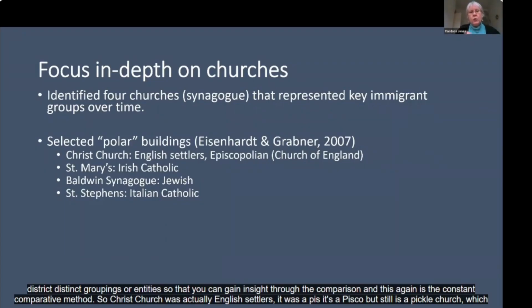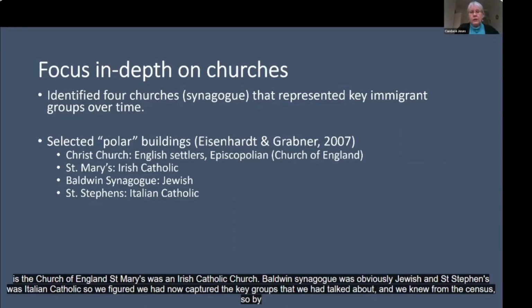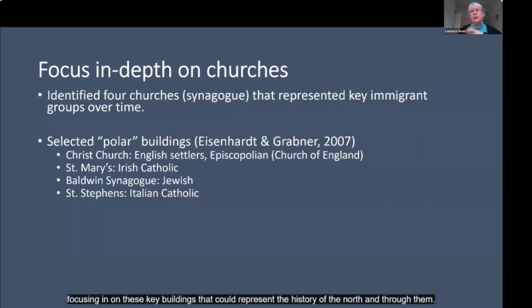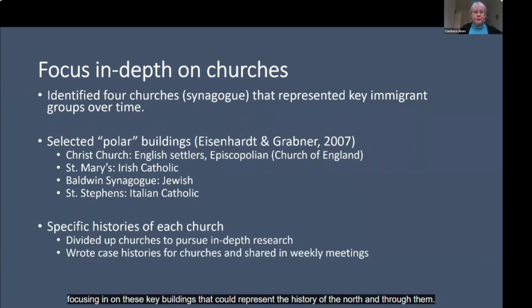So Christ Church was actually English settlers. It's Episcopal, it still is an Episcopal church, which is the Church of England. St. Mary's was an Irish Catholic church. Baldwin Synagogue was obviously Jewish, and St. Stephen's was Italian Catholic. So we figured we had now captured the key groups that we had talked about and we knew from the census. So by focusing in on these key buildings that could represent the history of the North End through them.